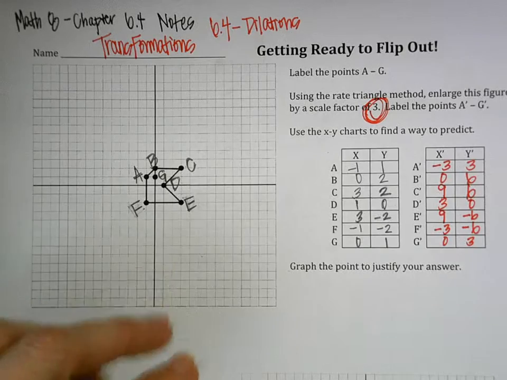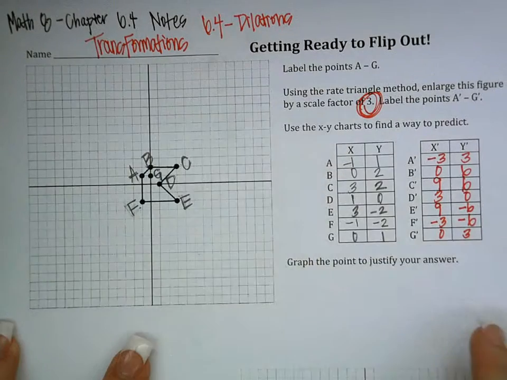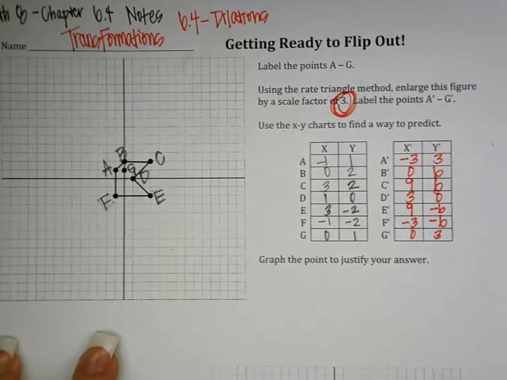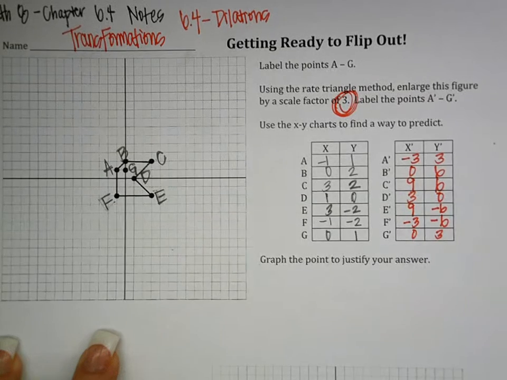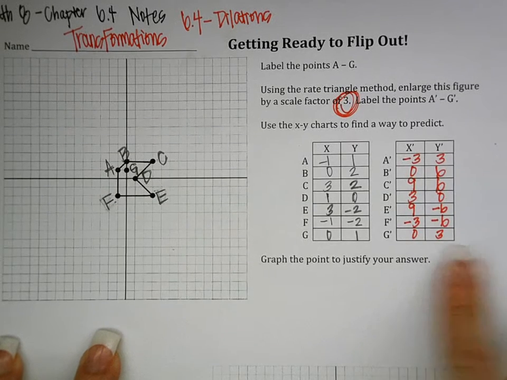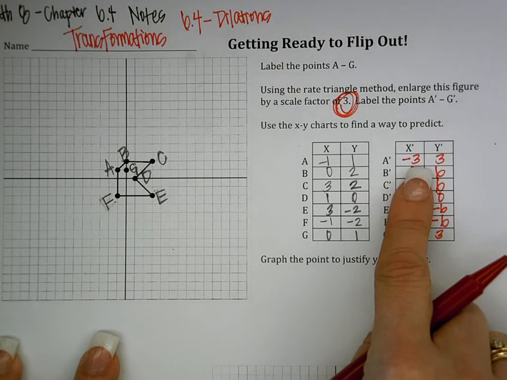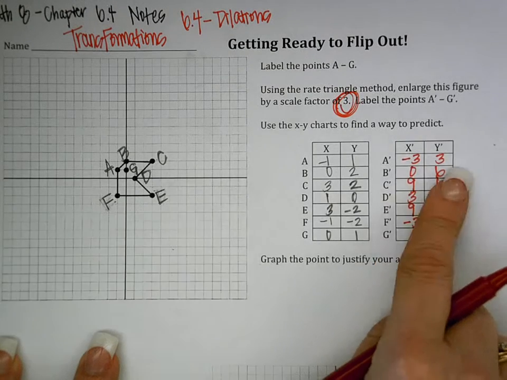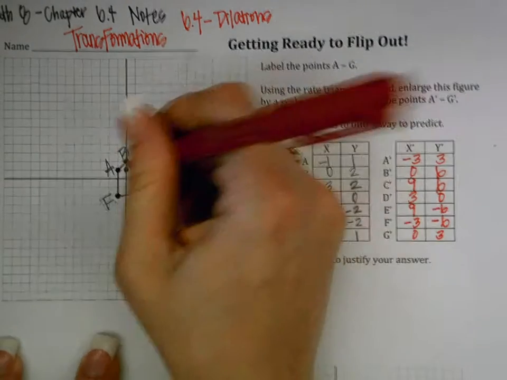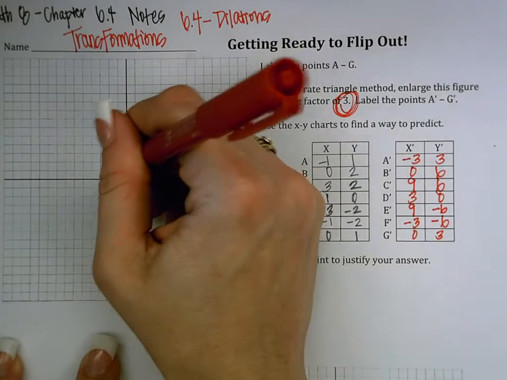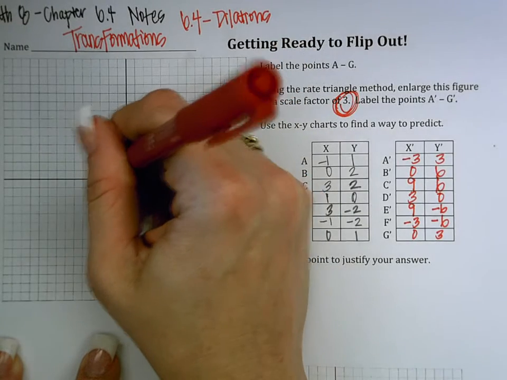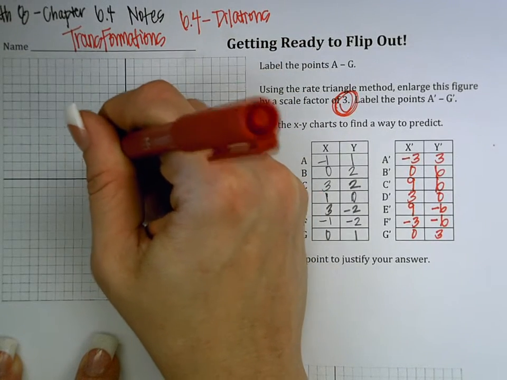On all of the other types of transformations, we didn't have the points; we drew the picture first. For this kind, you actually get the points first, then you draw the picture. So we're going to dilate this. A prime is going to be at -3, 3. I would use a different color because it's a little bit easier, but you don't have to. So left 3, up 3. That's your A prime.